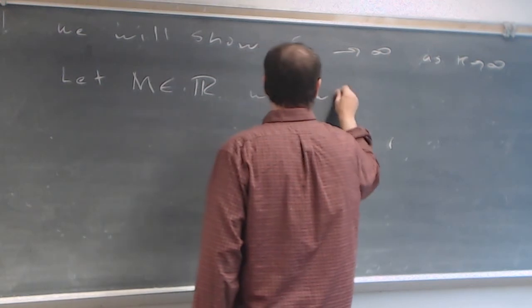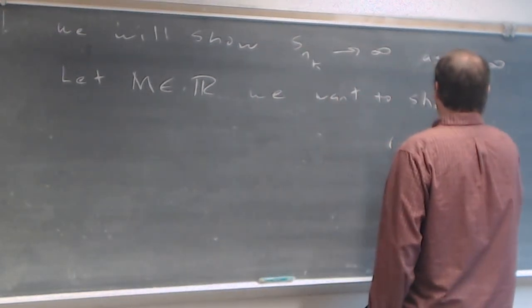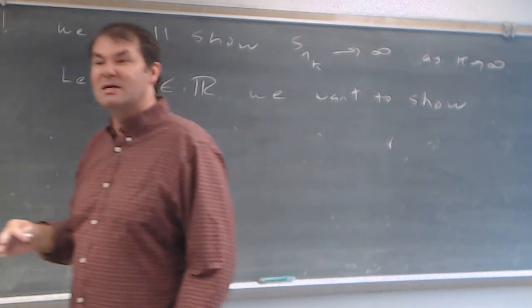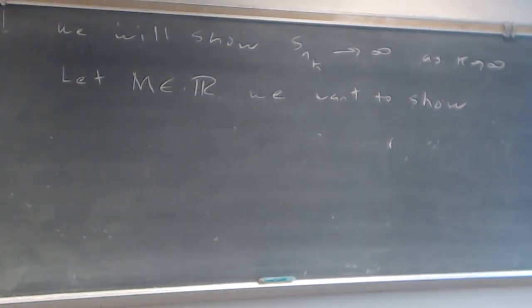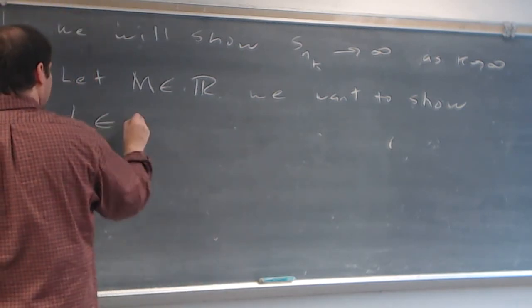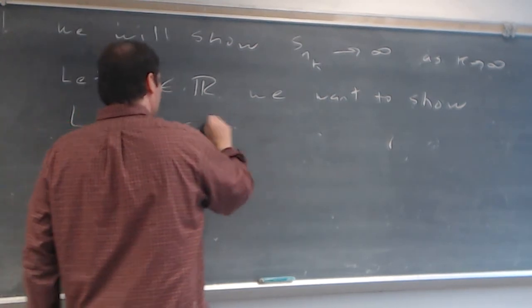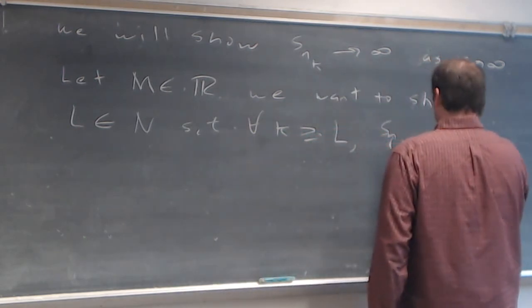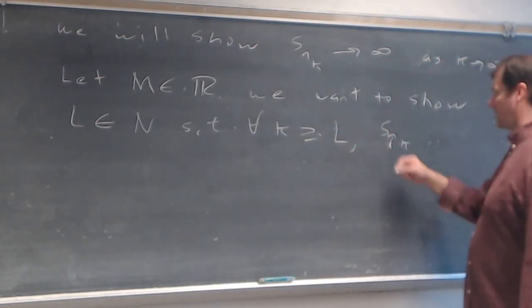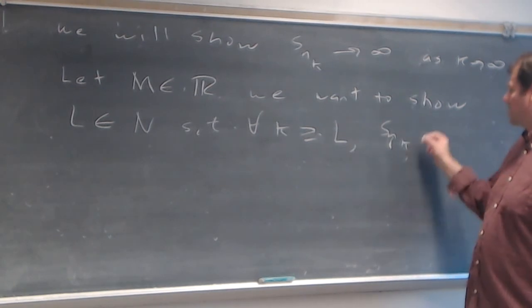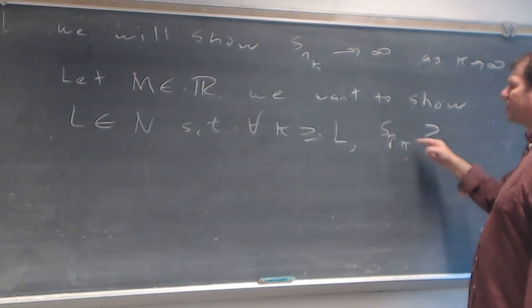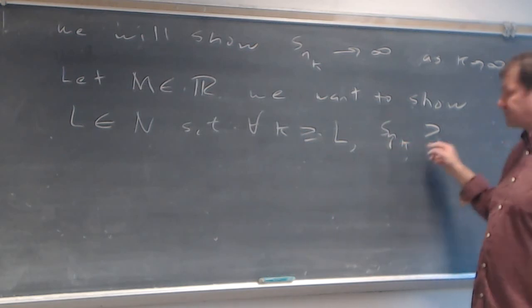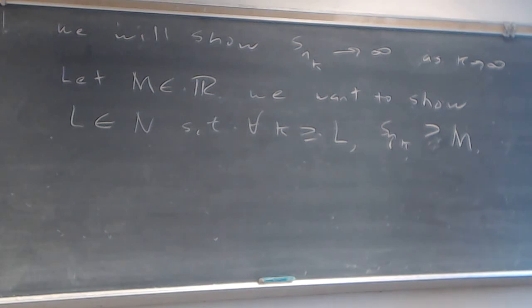We want to show, and here I'm using slightly different symbols to get some different variables involved, Christy, that there exists L an element of the natural numbers such that for all little k's bigger than or equal to big L, S sub n sub k is bigger than m. It wasn't supposed to be in absolute values. That was the definition.